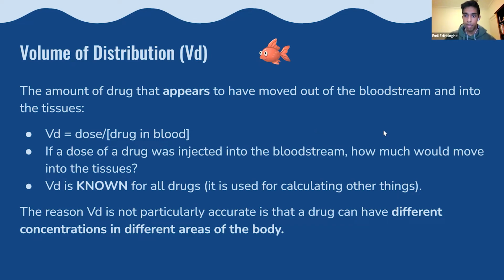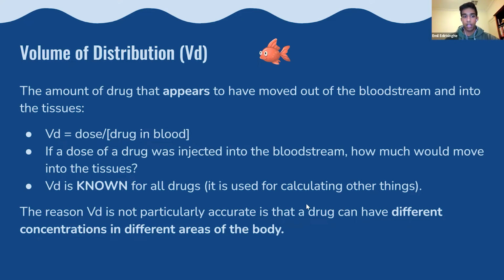So what that essentially means is if you know that you injected, say, 50 grams of a drug into a person, and then you check the concentration of the drug in the blood, and let's just say for the sake of an example, it's 25, then you can assume that maybe 25 grams of the drug has moved into the tissues or the interstitial fluid. So that's the way volume of distribution is used. And it's essentially a measure of how well a drug moves in between tissues.